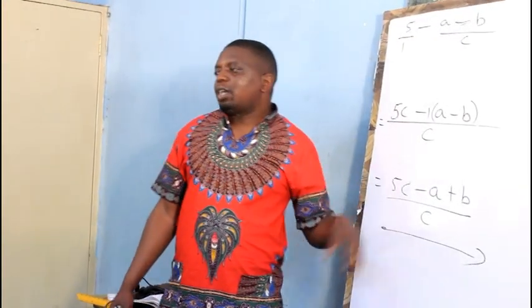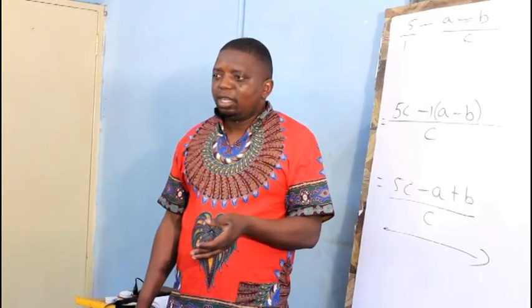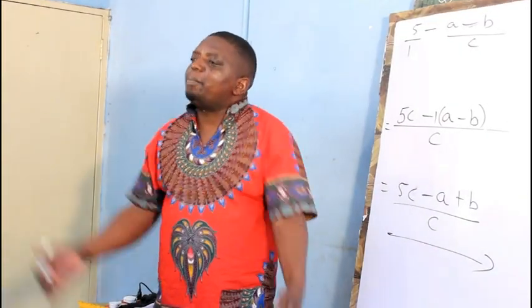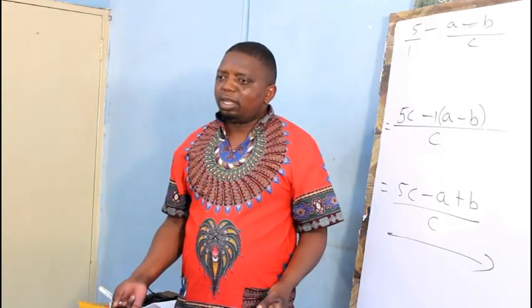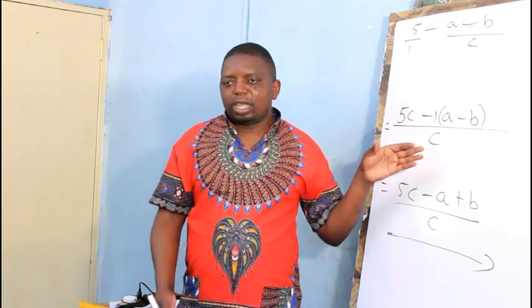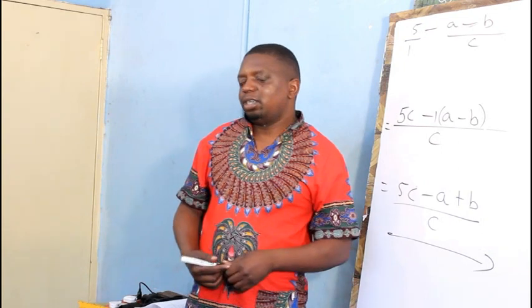Because the denominator is 1 over 1c, and the denominator is C. When the examiner sees 1c, it's wrong. You cannot leave 1c, you must write it as 1 times c. You must show that you know that 1 times any number is equal to that number. So 1 times c is what? C.